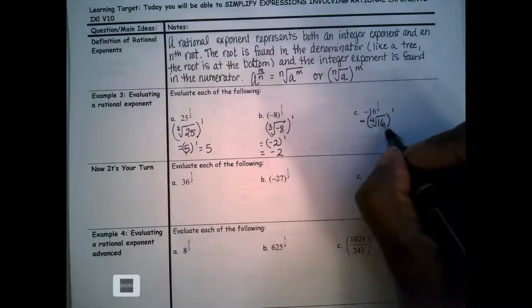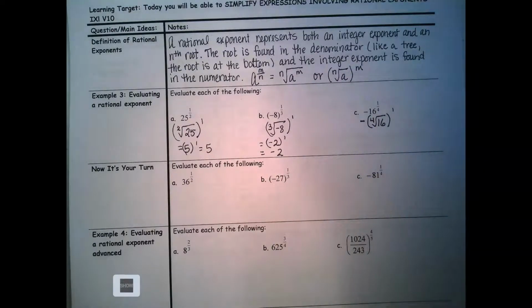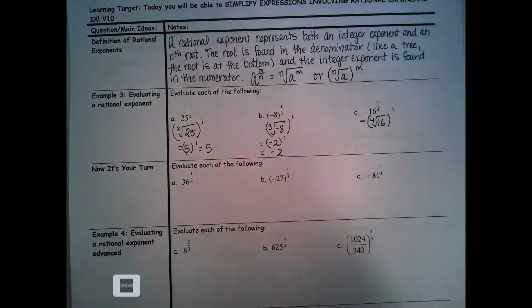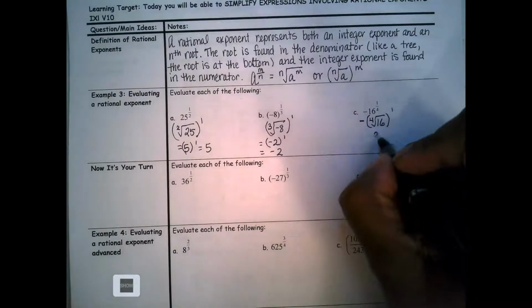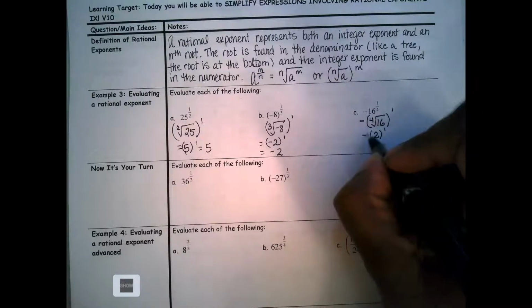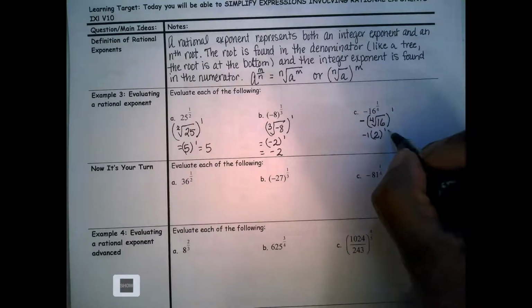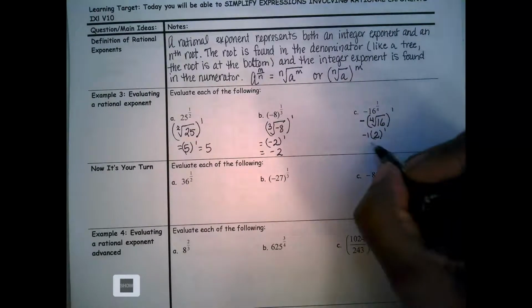So the 4th root of 16, I'm thinking, what number 4 times gives me 16? Again, that would be 2. So I have 2 raised to the first power multiplied by negative 1. Well, 2 raised to the first power is 2. And then 2 multiplied by negative 1 is negative 2.